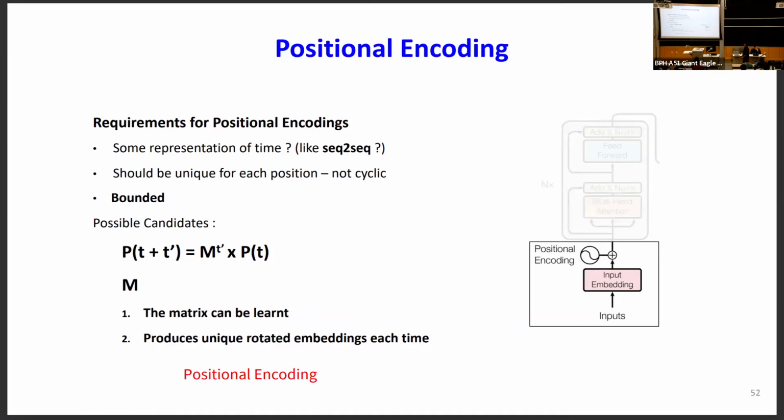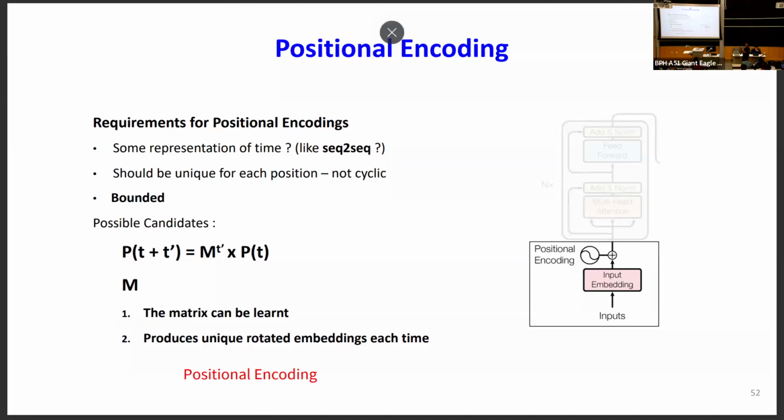And the good thing about the way it is implemented is that you can actually learn this matrix as part of the transformer process. This matrix can eventually make its way directly into the Einstein product, and you can learn it there. So it'll always produce unique embeddings at each time, and it can also be trained.